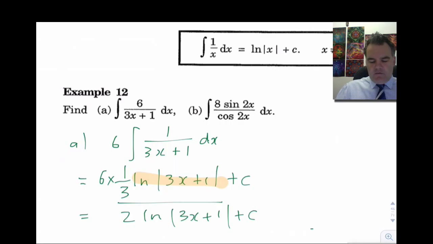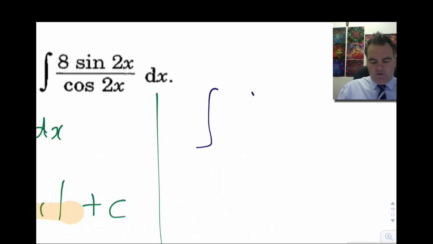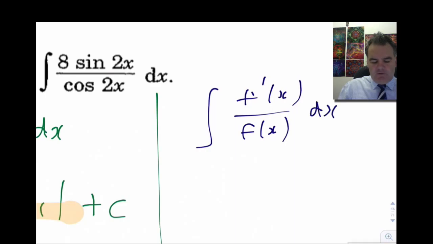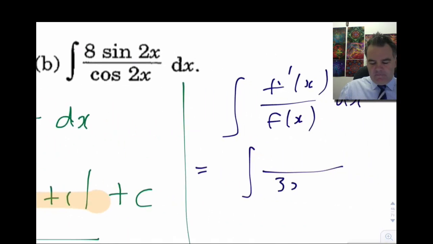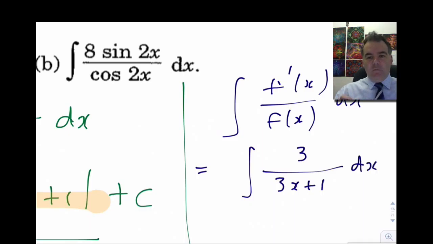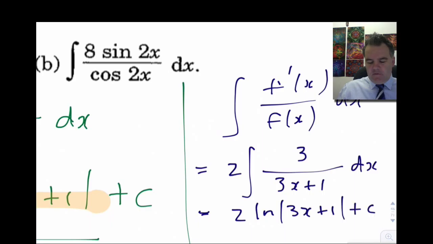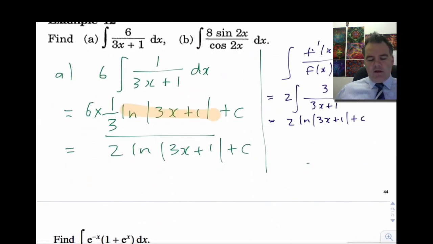Now, the other way of thinking about this problem is to think of it as we want it in the form derivative over the original function. And I know what the answer is for those ones. So in this case here, the bottom line is 3x plus 1. I therefore want the top line to be 3 so that it fits into that form. But we actually had a 6 to start with, so I need a 2 out the front to adjust for that. Now that looks exactly right. So now it's in the form I want, 2 ln 3x plus 1 plus c. So it doesn't matter which way you do it, you're going to get the same answer.